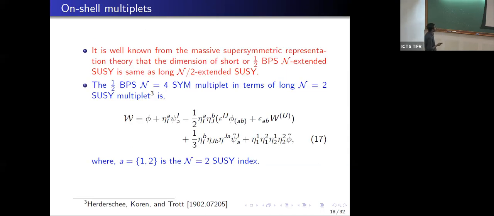Now discuss the on-shell multiplet for N equals 2 star. It is well known from supersymmetric representation theory that the short or half BPS N extended SUSY is the same as long N by 2, where long means non-BPS N by 2 extended SUSY. So the half BPS N equals 4 Coulomb branch super Yang-Mills multiplet in terms of the long N equals 2 SUSY multiplet can be written like this, where small a indices are the N equals 2 SUSY index.